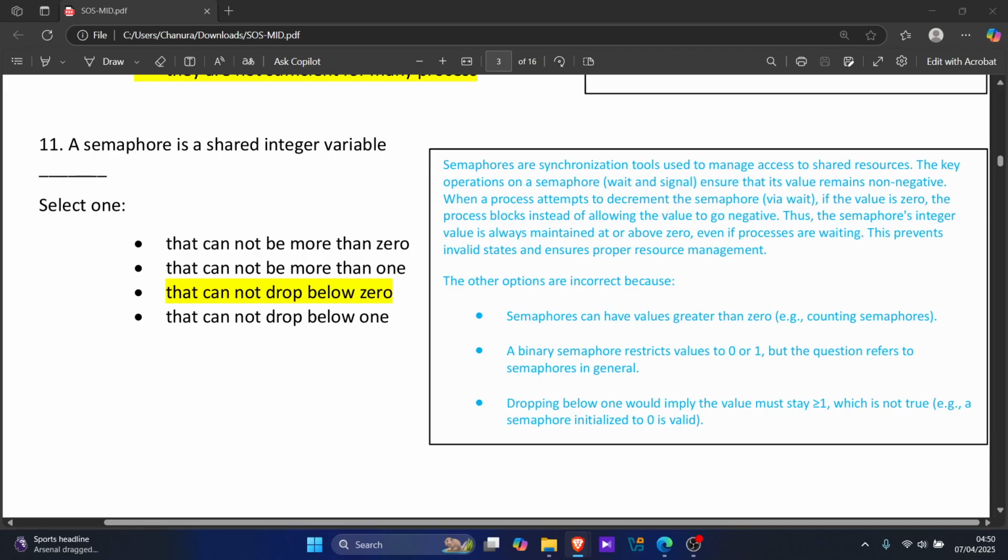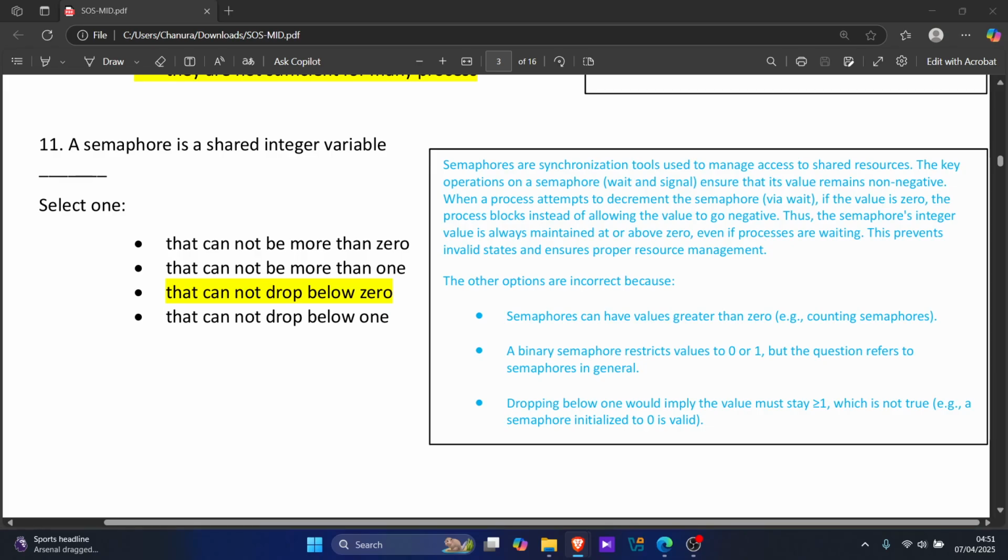The second option says it can't be more than 1. That sounds like a binary semaphore, which is a specific type where the value is only 0 or 1. But the question mentions semaphores in general, not specifically binary ones. So that's not the correct answer here.